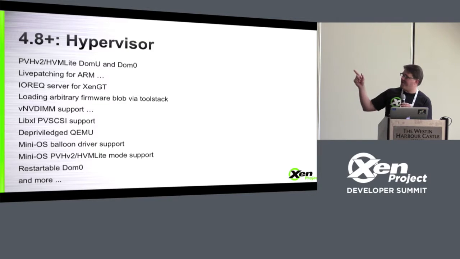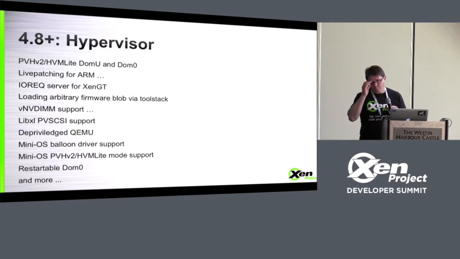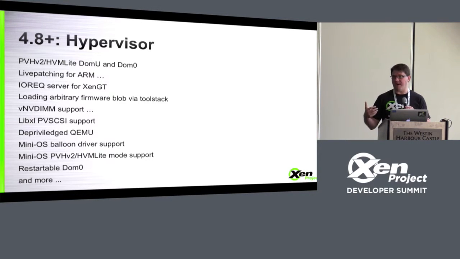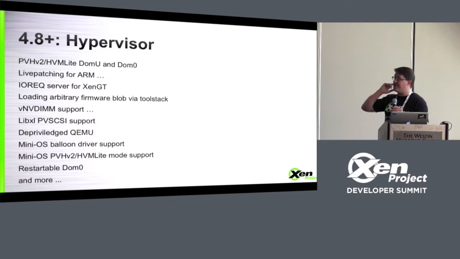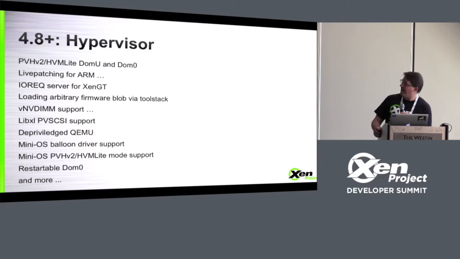So, loading an arbitrary firmware blob from the toolstack. At the moment, for CBIOS, our BIOS for HVM guests, we have to compile that into HVM loader, which means you have to download and build CBIOS as you're building Xen. But a lot of distributions have packages that have a CBIOS binary in them already. And if you want to change CBIOS, you actually have to recompile your Xen package as well. So the idea is that you can just use the existing CBIOS binary and pull that in at runtime rather than baking it in at compile time. And that should make things for distributions quite a bit better.